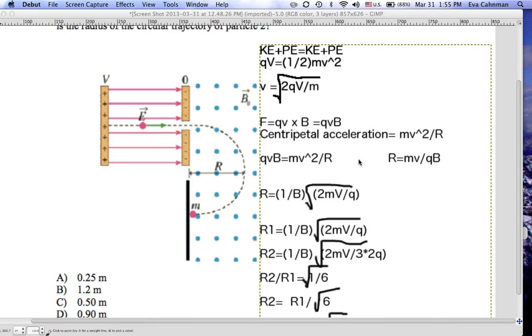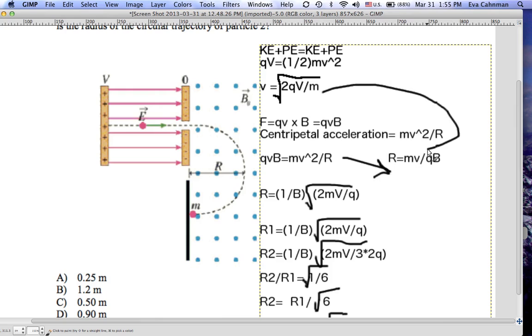Okay, cool. So now we want to substitute in this velocity for the velocity in this equation, and that's where we get that equation. So r equals 1 over B times the square root of 2mV over q. Alright, so our first radius equals 1 over B times the square root of 2mV over q.